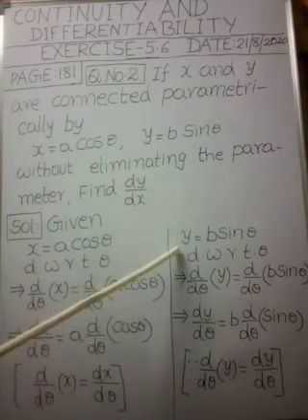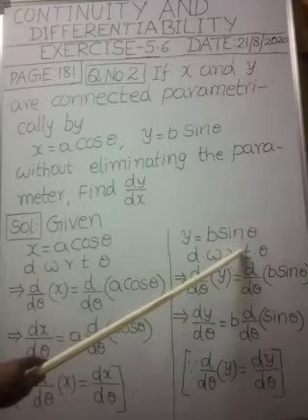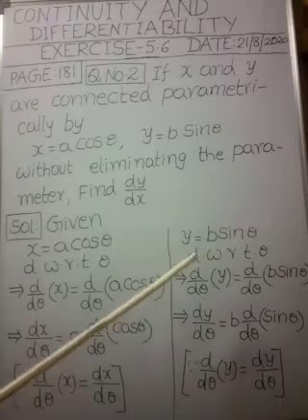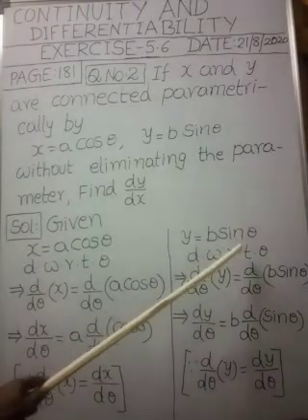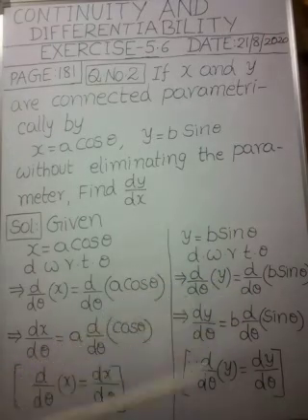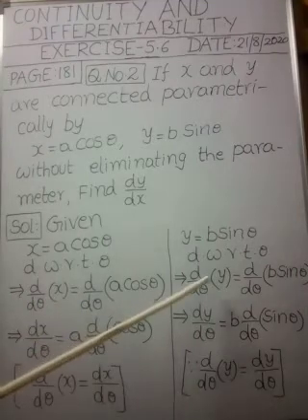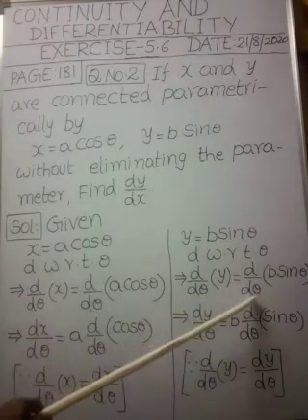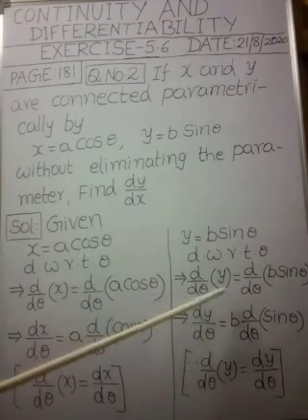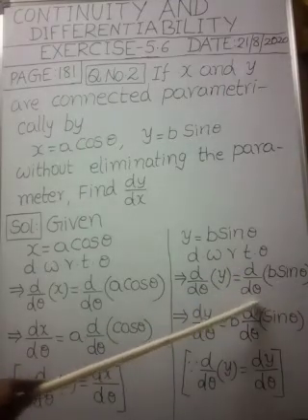Come to this side. y is equal to b sin theta. We have taken the second equation. We have already found the parameter is theta, so we differentiate on both sides with respect to theta. What is the differential operator? Previously I wrote d by d theta, so on both sides we write d by d theta. So d by d theta of y is equal to d by d theta of b sin theta.